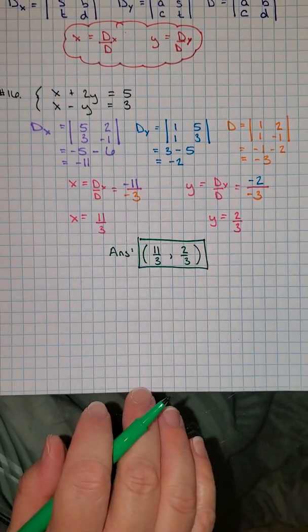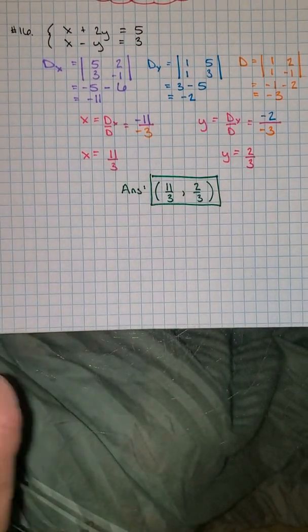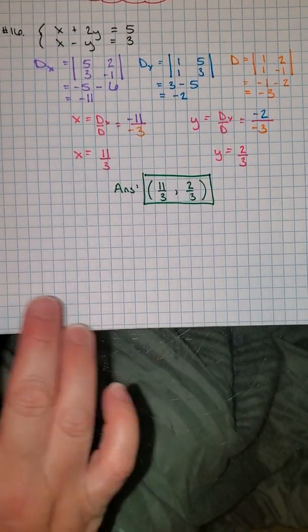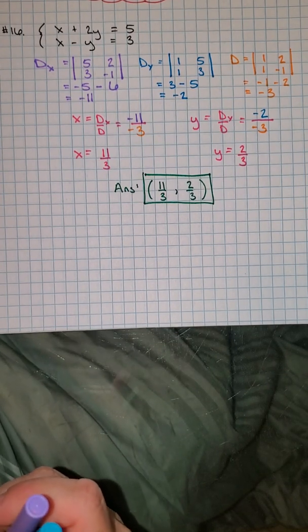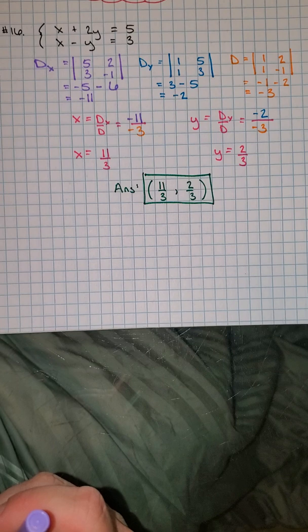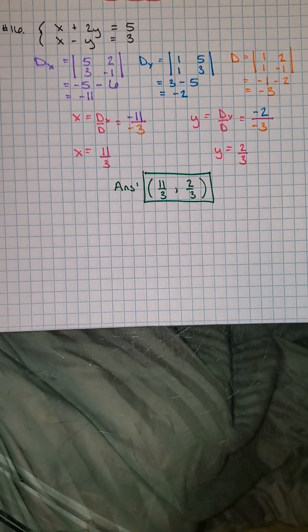And that's using Cramer's rule. And you could use your calculator. Honestly, I think this one's probably easier to do without your calculator, because it's not that bad to do by hand. All right, let's look at number 34.